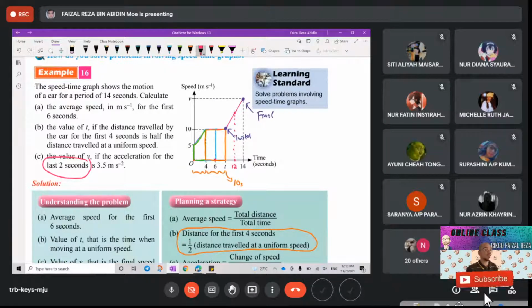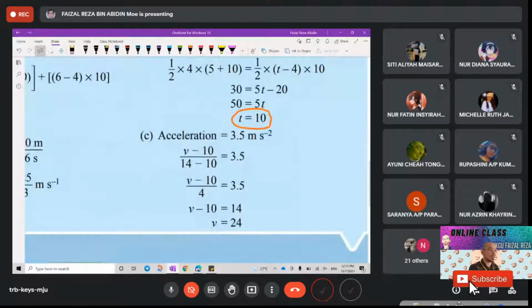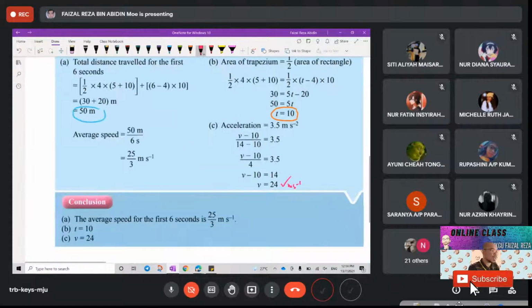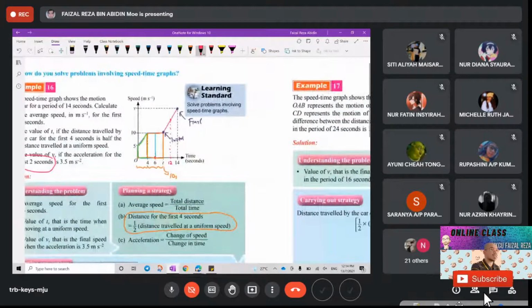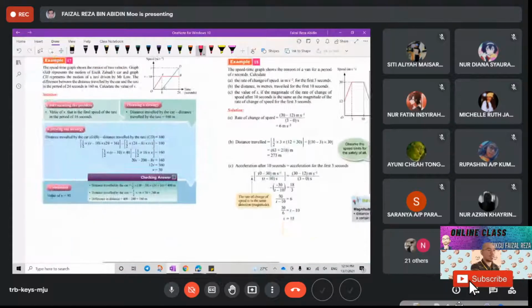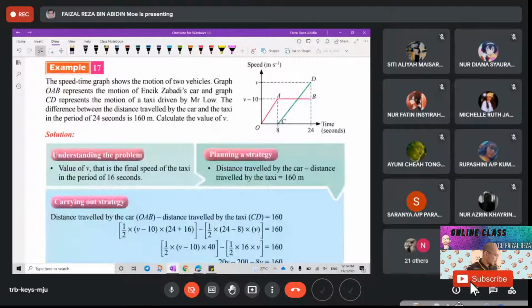So we can take our rate of change of speed for that one, and find V, the final speed. You replace: V minus 10 over 14 minus 10 equals 3.5. So V is 24 meter per second. This is your speed actually. Okay, this is for your example 16. Next is example 17 on page 204.